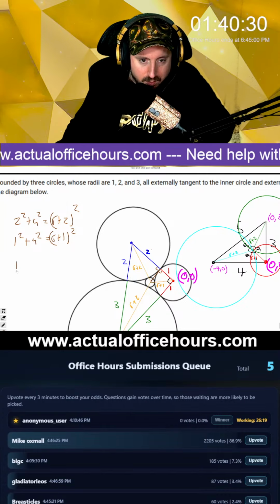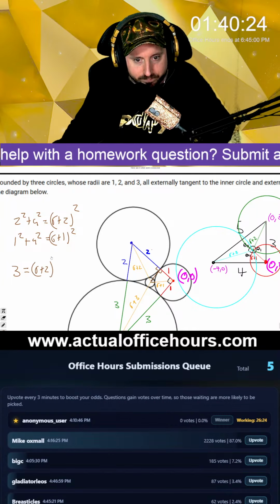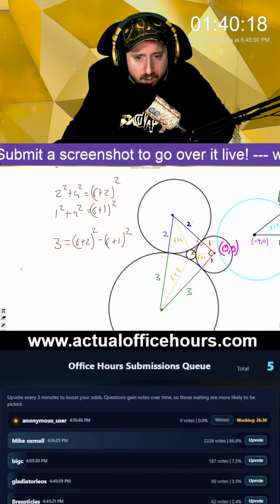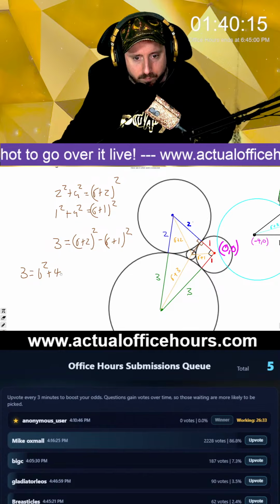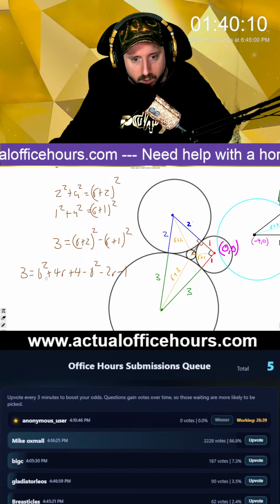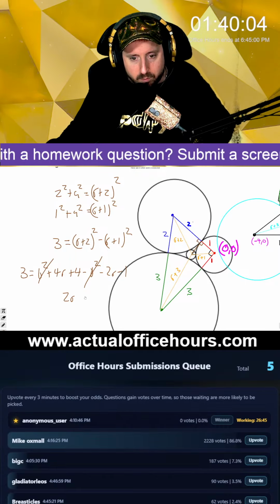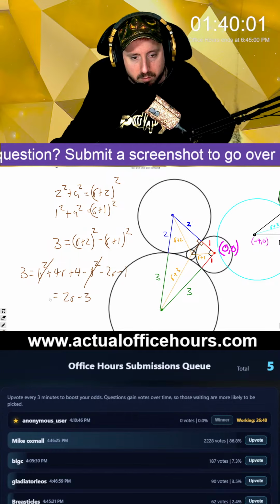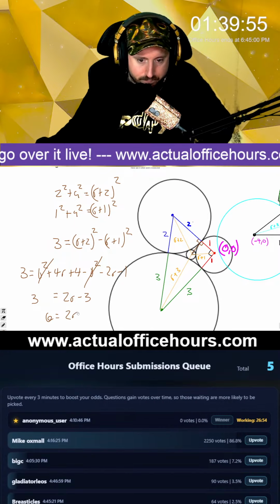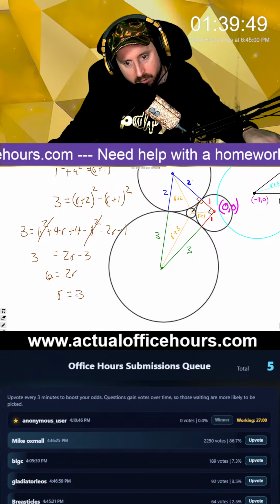So if I subtract these two, I get 4 minus 1, which is 3, is equal to r plus 2 squared minus r plus 1 squared. So 3 is equal to r squared plus 4r plus 4 minus r squared minus 2r minus 1. Cancel. 4r minus 2r is 2r. 4 minus 1 is 3. So 2r plus 3 equals 3. So 6 equals 2r. Well, that's not good. R equals 3? I don't like that. I don't think r can equal 3.